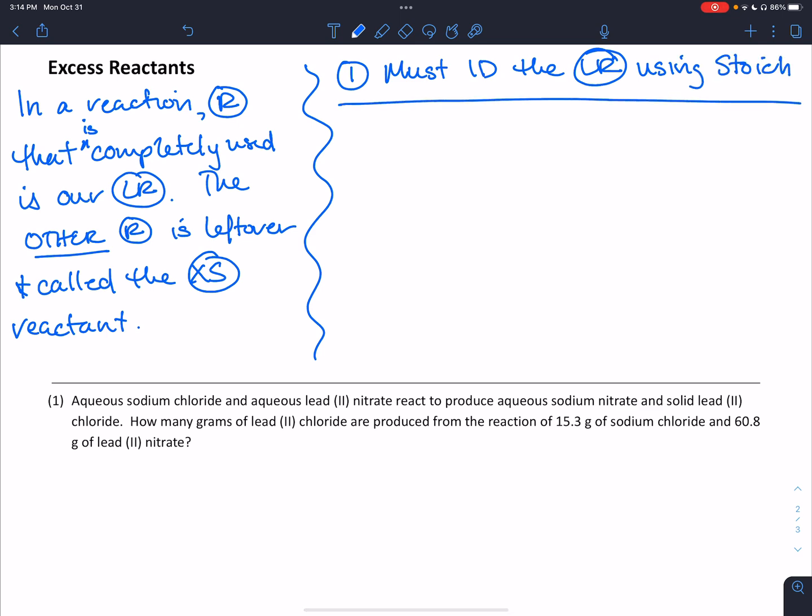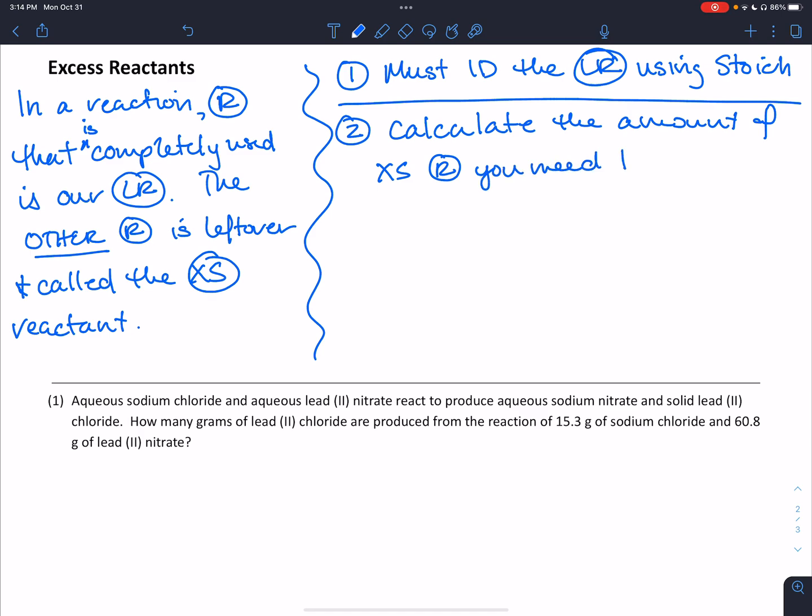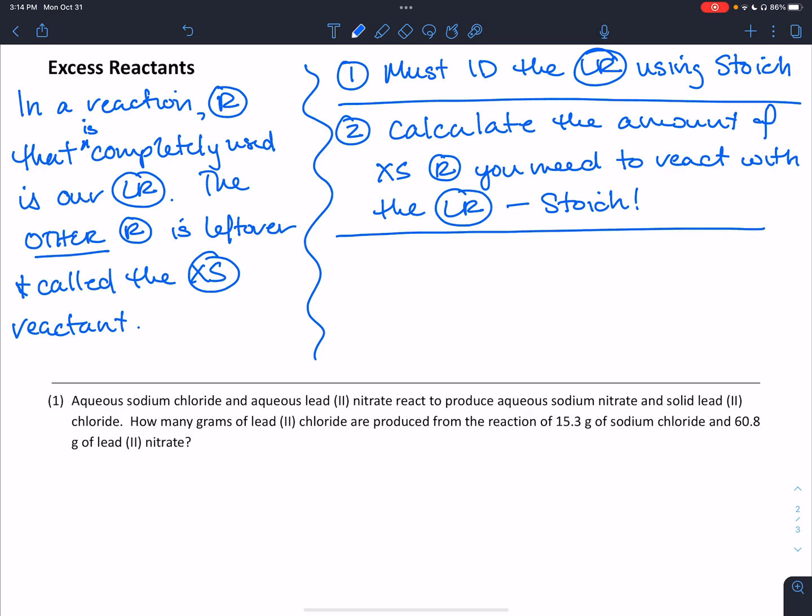All right, once you know which reactant is limiting, then you need to calculate the amount of excess reactant you need to react with the limiting reactant. And again, this is going to be a stoich calculation. Finally, once you know how much of the excess reactant you need, you can calculate what's left over.